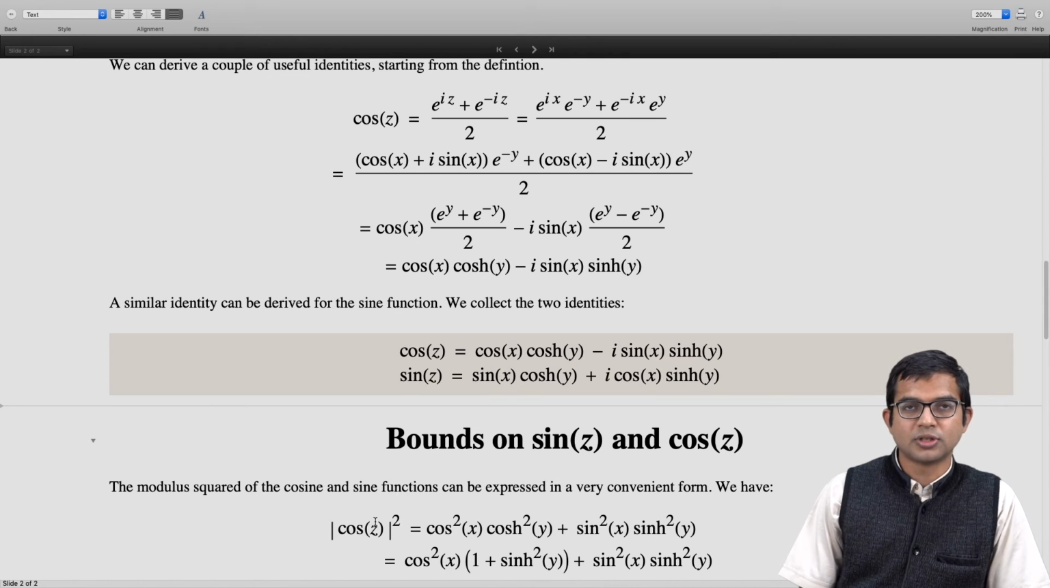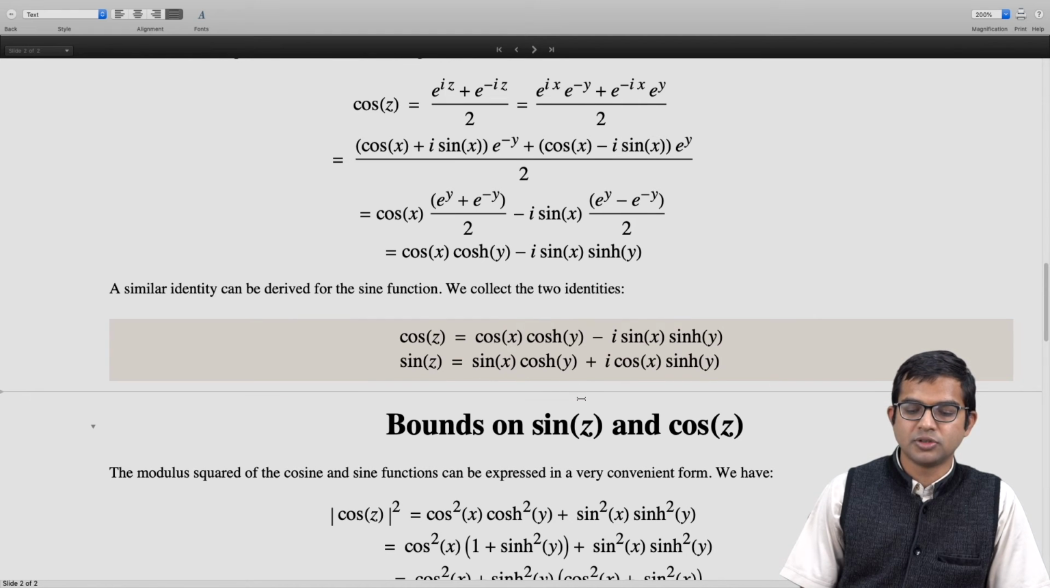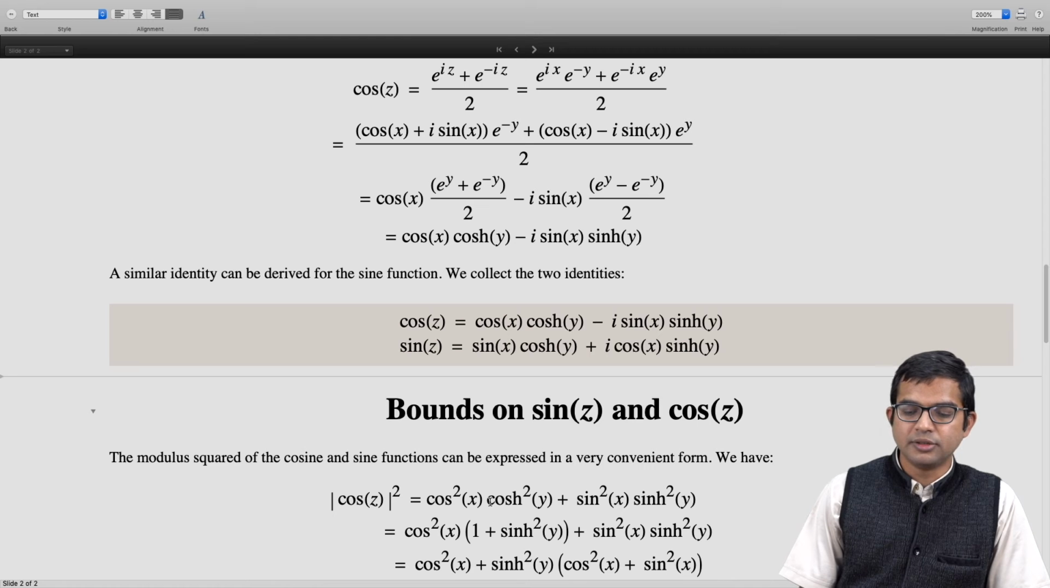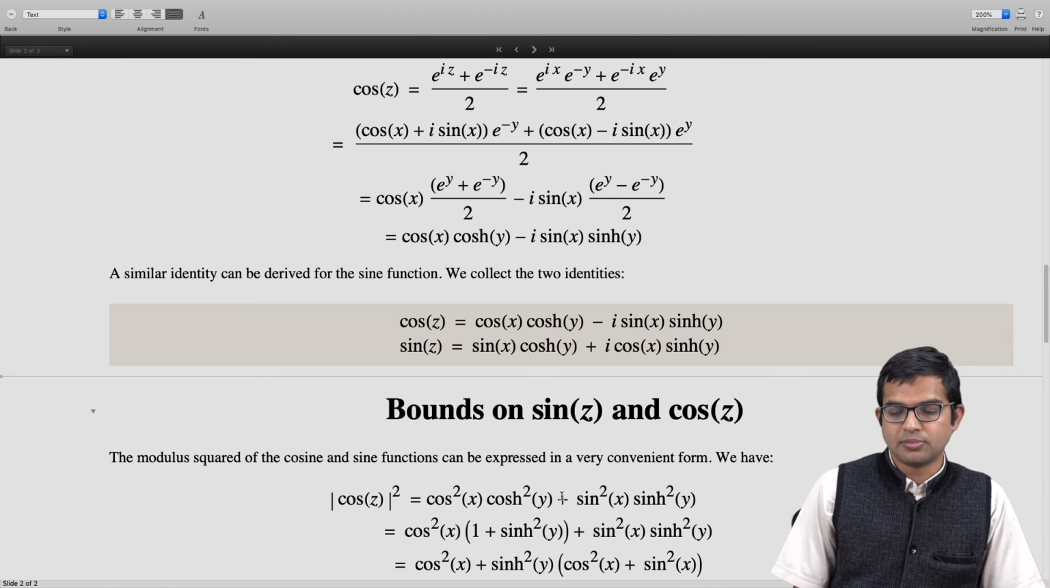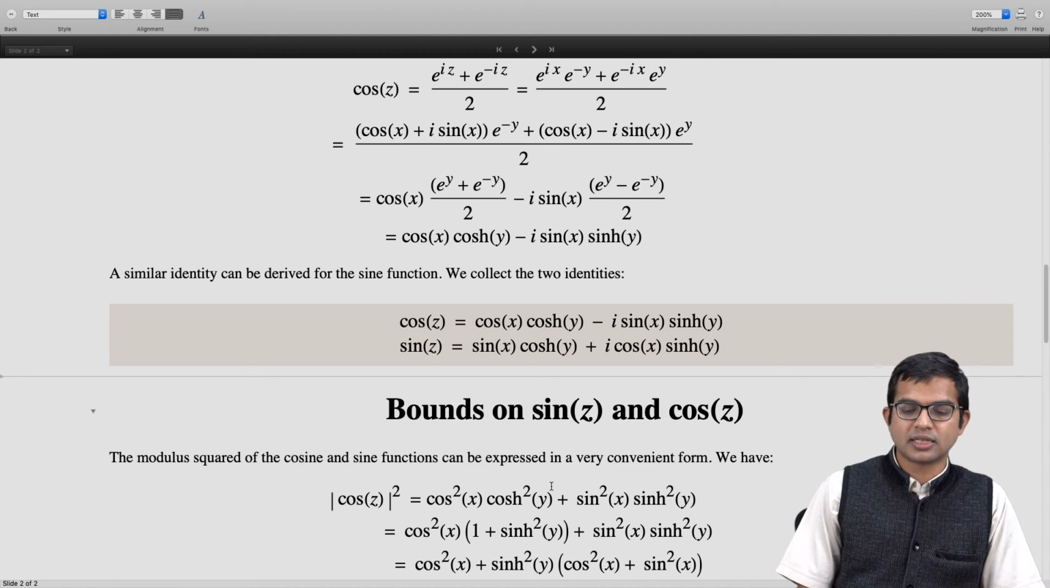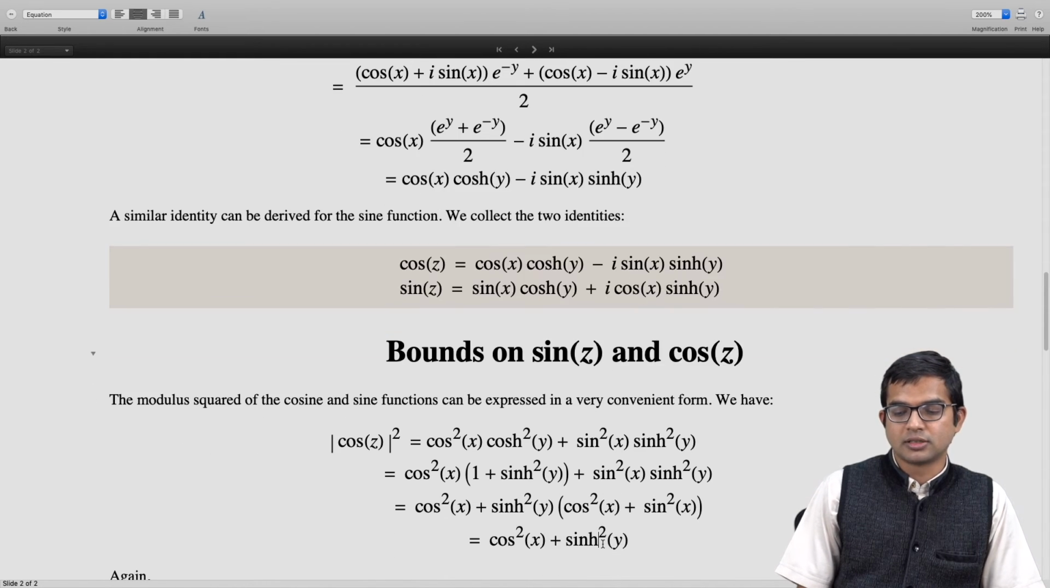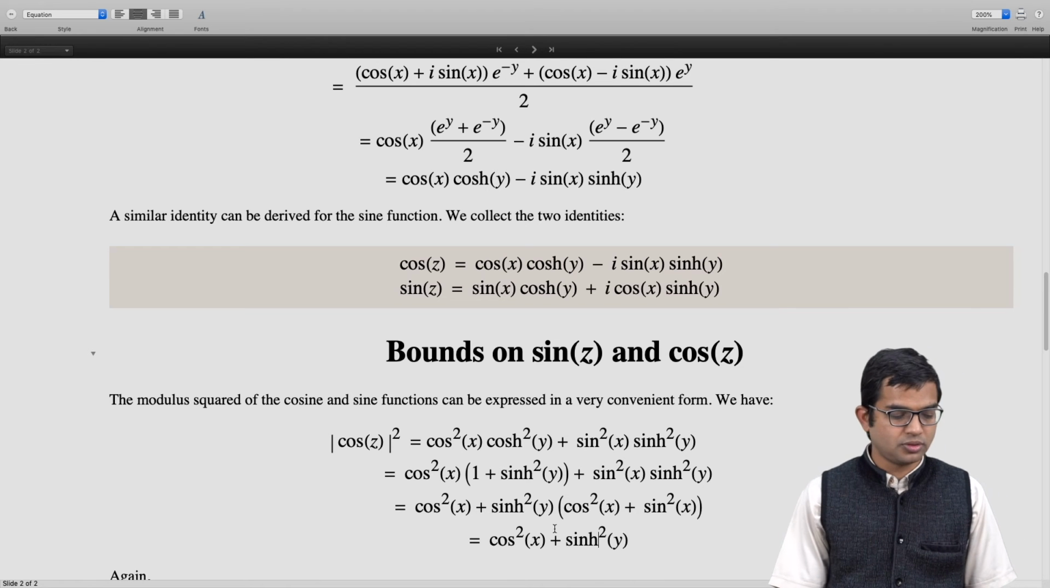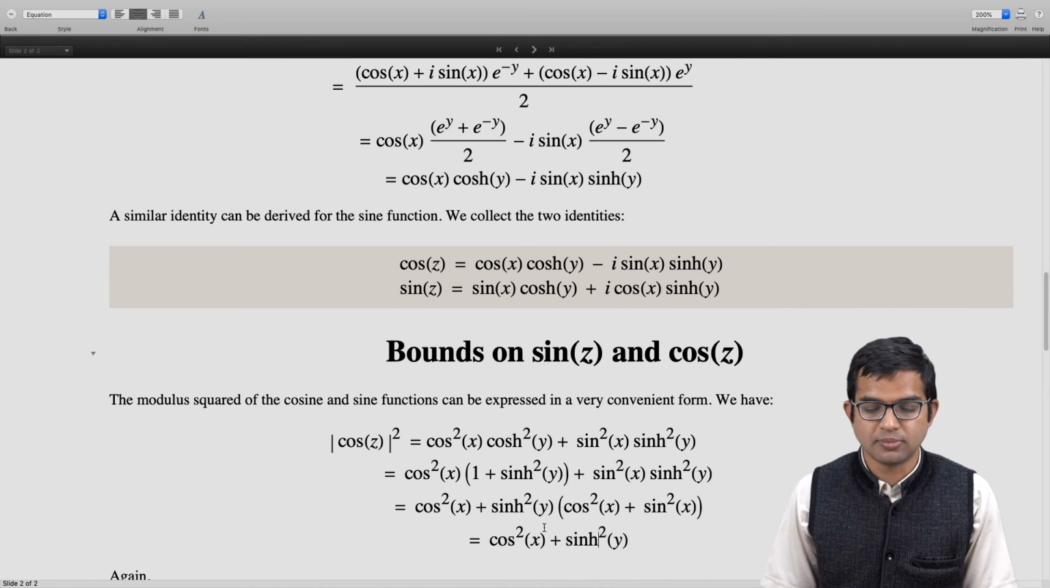So mod of cosine of z squared is just the real part squared plus the imaginary part squared, which you expand and then you collect terms, and then you use the identity that cosine hyperbolic squared of y is 1 plus hyperbolic sine squared of y, so plus sine squared of x times hyperbolic sine squared of y. Then you collect terms again, so you have cos squared x comes out, then hyperbolic sine squared of y times cos squared x plus sine squared of x, which is just 1, so you get cos squared of x plus hyperbolic sine squared of y.